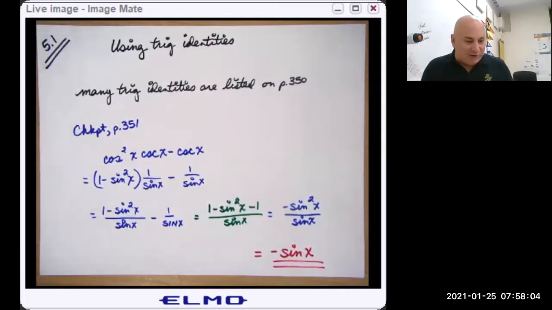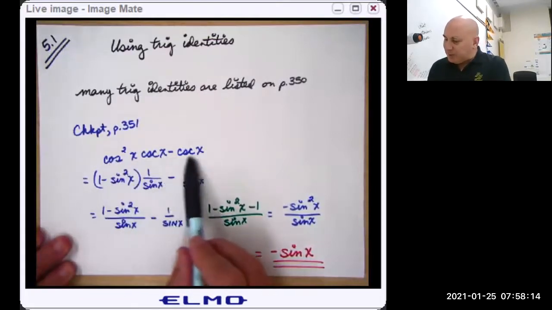This is going to require you to use your algebra. Now comes the fun part. Now we're combining trigonometry with algebra. Doesn't get much better than this. So here's our ugly expression.